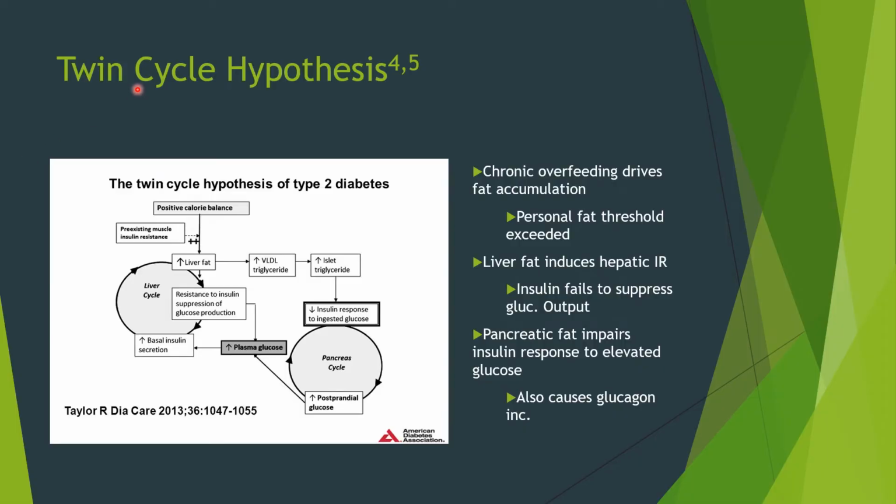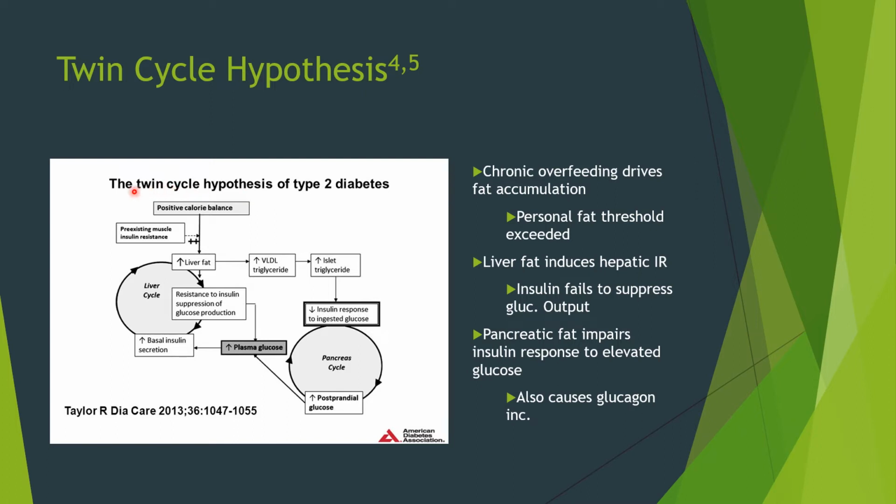This idea that chronic overfeeding, as well as other factors driving fat accumulation to the point of exceeding our ability to store excess energy as body fat and dumping it into the liver and pancreas, is known as the twin cycle hypothesis of type 2 diabetes, and these results have been reproduced over and over again. Evidence has shown that when you reduce fat in the liver and the pancreas, you get restoration of normal blood glucose control. This has all been shown multiple times. So this is the predominant theory of how type 2 diabetes develops.